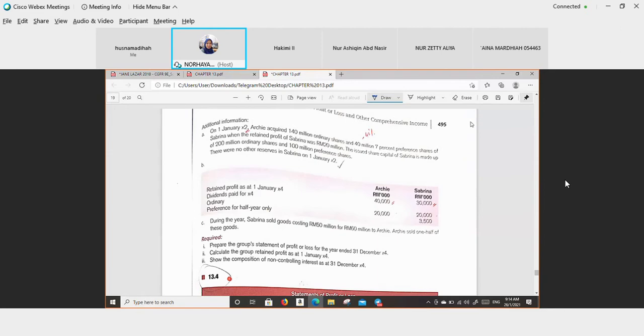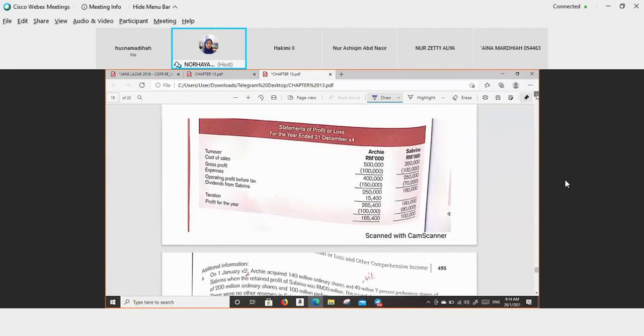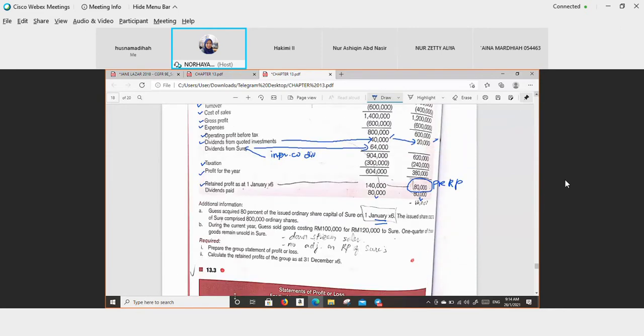So additional information: Gas acquired 80% of the issued ordinary share capital of Sure on 1st January X6. The issued share capital of Sure comprised 800,000 ordinary shares. During the year, Gas sold goods of 800,000 for 120,000 to Sure. One quarter of the goods remain unsold in Sure. So you are required to prepare the group statement of profit or loss, and calculate the retained profit as at the year end.